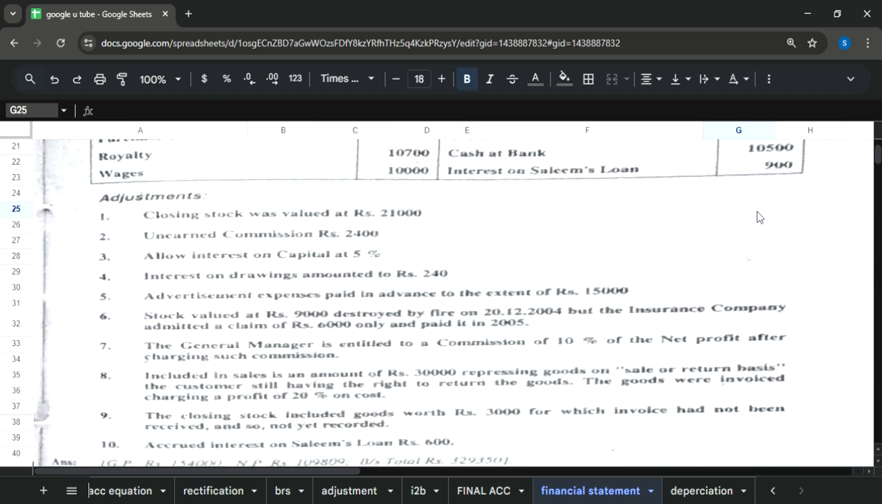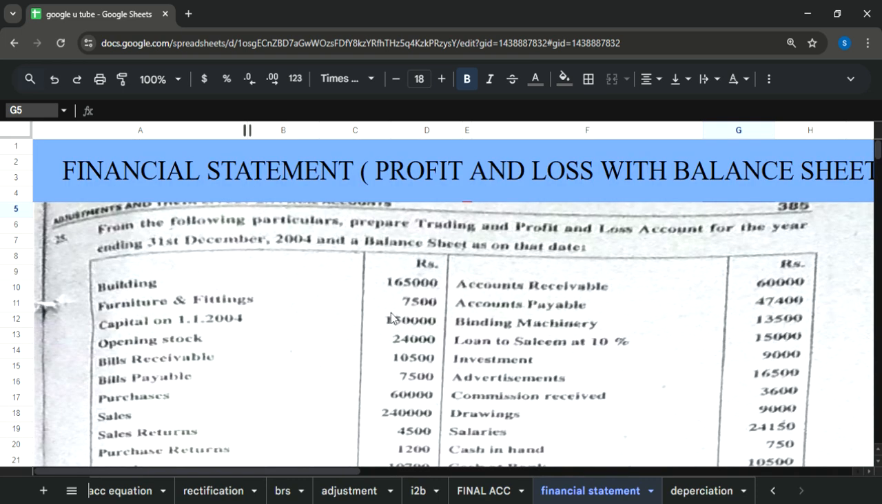Alright guys, it means all 10 adjustments we have seen and with their dual effects entered in financial statement and balance sheet statement, except this seventh entry where GM is entitled to a commission of 10%. Since this 10% is required to be calculated upon net profit, so we will wait for finalization of indirect side to get net profit, and then we will take 10%. At that moment we will be entering these elements present in the question to their relevant places.